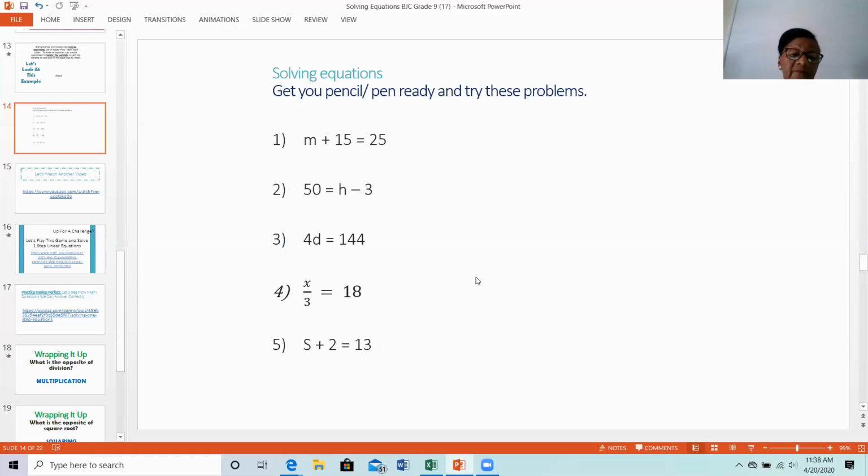Last one, very simple. Number 5, S plus 2 is equal to 13. So what do we do? We take away 2 from both sides. S plus 2 take away 2 is equal to 13 take away 2. The 2 will cancel out, and so S is equal to 13 take away 2, which will leave us with 11. S is equal to 11.